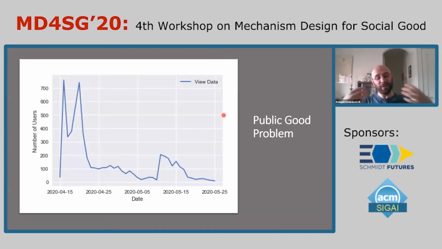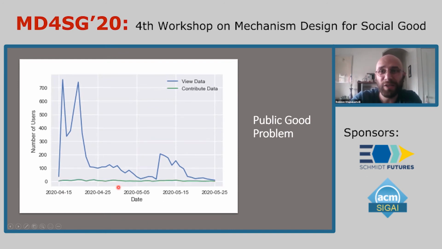As you see here, this is the real data that I wanted to show you. As you see, there is very big demand. Demand is quite high, and on average, we have more than 100 visitors from April 15 to May 25th. Unfortunately, as we see here, supply satisfies only a fraction of demand. So we have very low supply. Supply in this case is data contribution, and there are quite high data views.